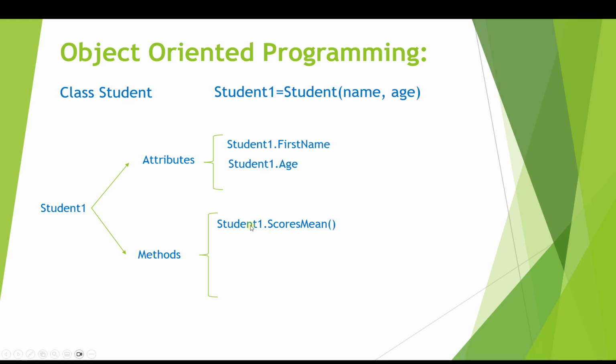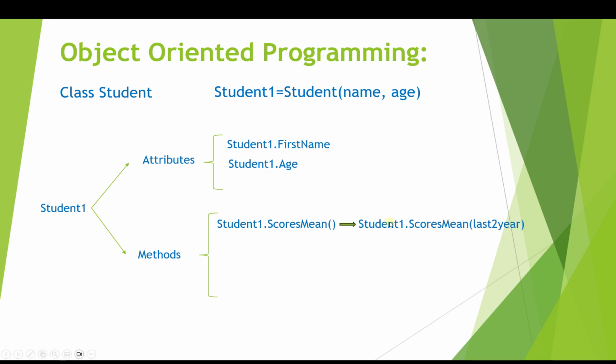For example, if we say student one dot score mean, we can define this score mean in the student class to go and calculate the mean of these student scores. For example, the mean of all scores for mathematics, physics, chemistry. If you are studying computer science, go for database and all the courses that he or she already passed, and take the mean of all the scores.